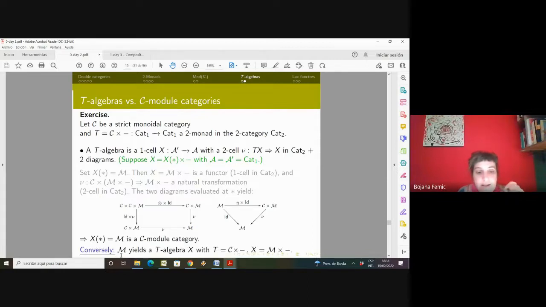Conversely, if you start with M being a C module category, it yields a T-algebra X, where T is given like C times and X is given by M times. Okay, so here we see the relation between strict monoidal categories and T-algebras, with two monads and C module categories. Okay, I didn't say it properly, but you know what I mean.